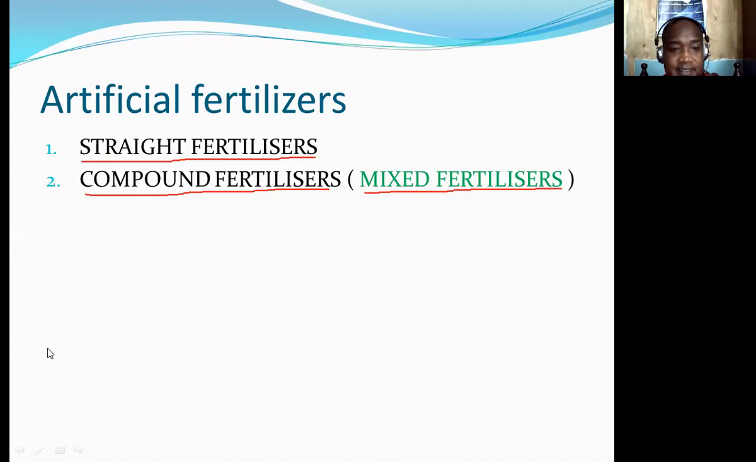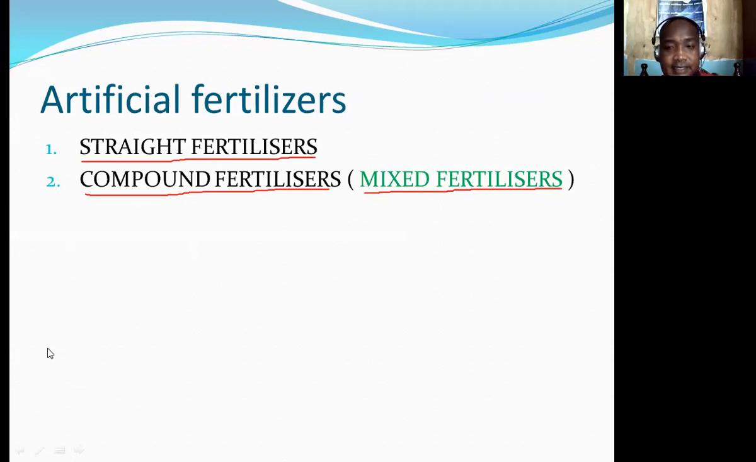Nitrogenous fertilizers, we have urea, we have CAN. CAN in full stands for calcium ammonium nitrate. Then we have bread meal. Then lastly, we have phosphate of ammonia. The second one is phosphatic fertilizers.